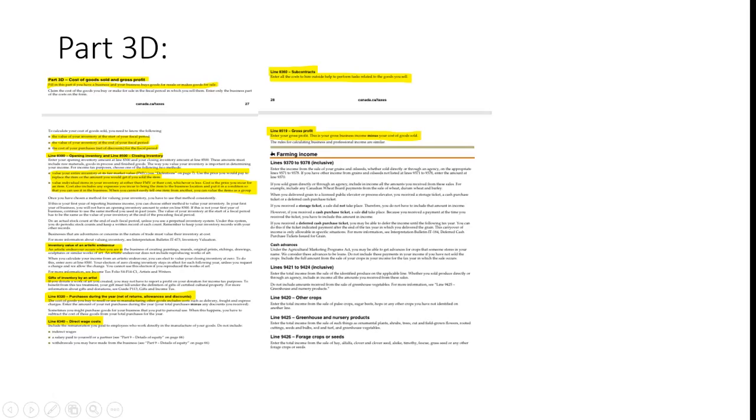To calculate your cost of goods sold, you need to do the following. You need the value of your inventory at the start of your fiscal period. This is the value of whatever your inventory is at the start of the year. You will also need the value of your inventory at the end of your fiscal period, as well as the cost of your purchases, net of discounts, for the fiscal period.